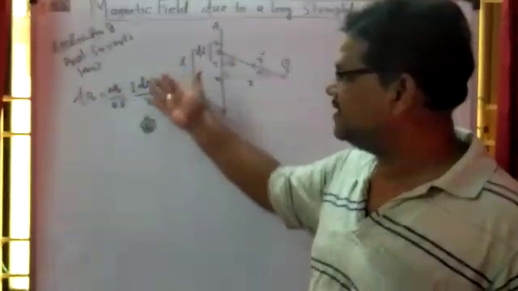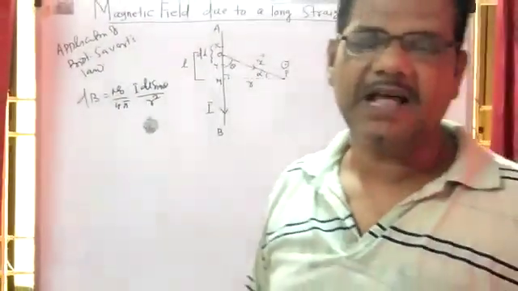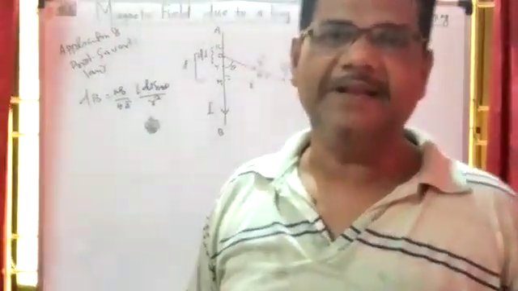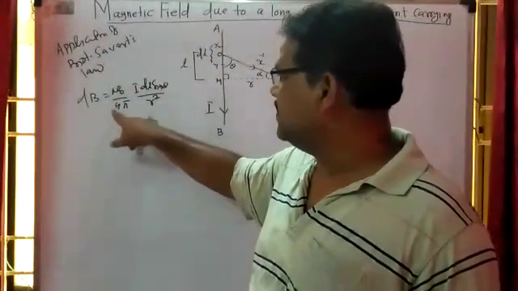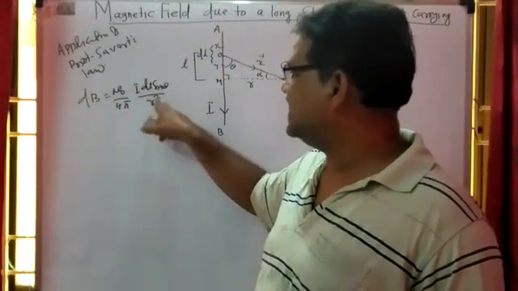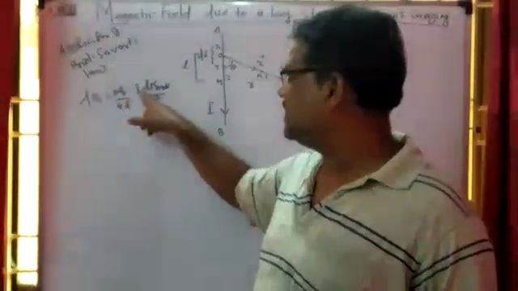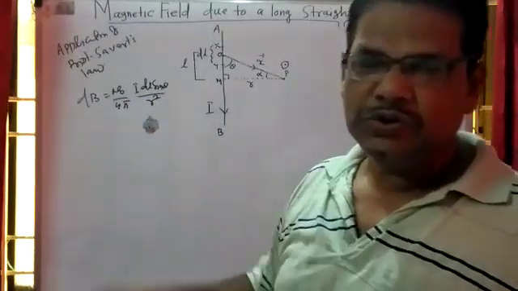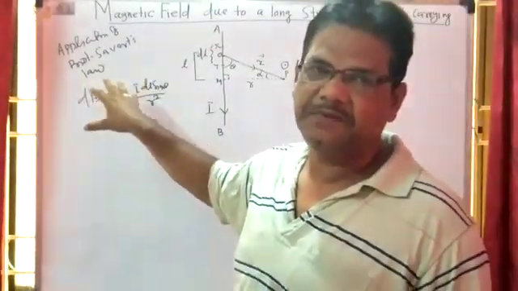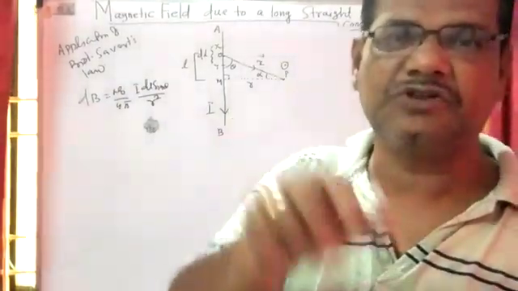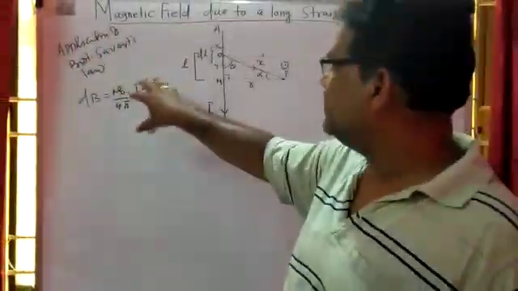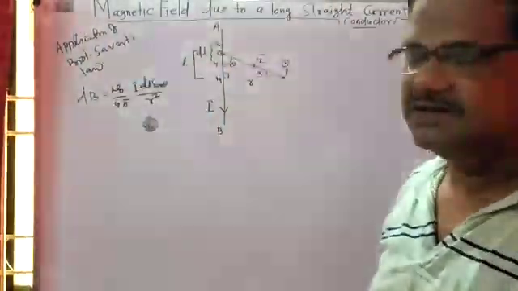You know, Biot-Savart law states that the magnetic induction at a point due to a current carrying element dl is equal to mu naught upon 4 pi I dl sin theta upon r square. This law is only for a small element. Here this law will be applied for a long straight current carrying conductor.